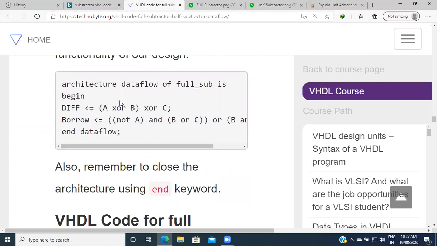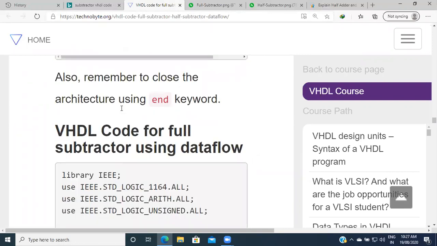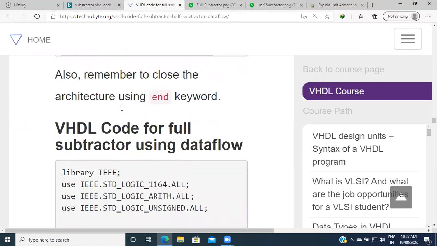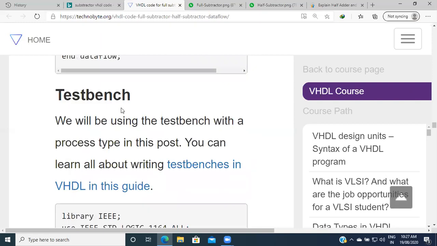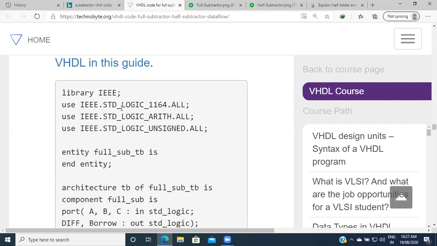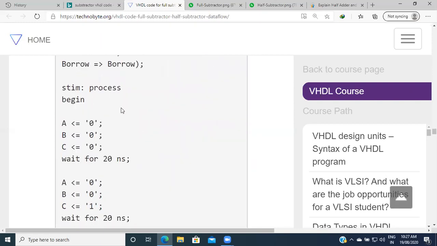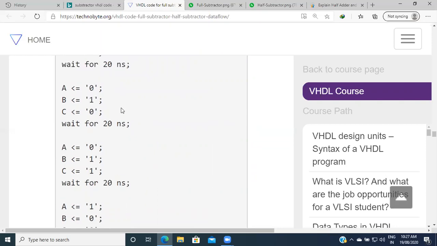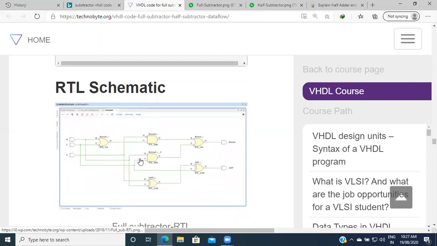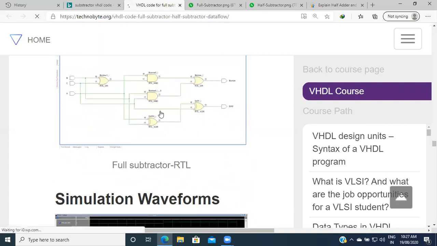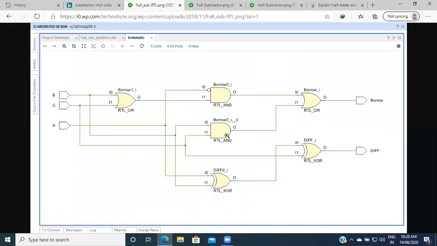So here is a different way we are able to write the VHDL code for the subtractor. Here, by using test benches, we are also able to write that code. Then the RTL schematic for this subtractor.